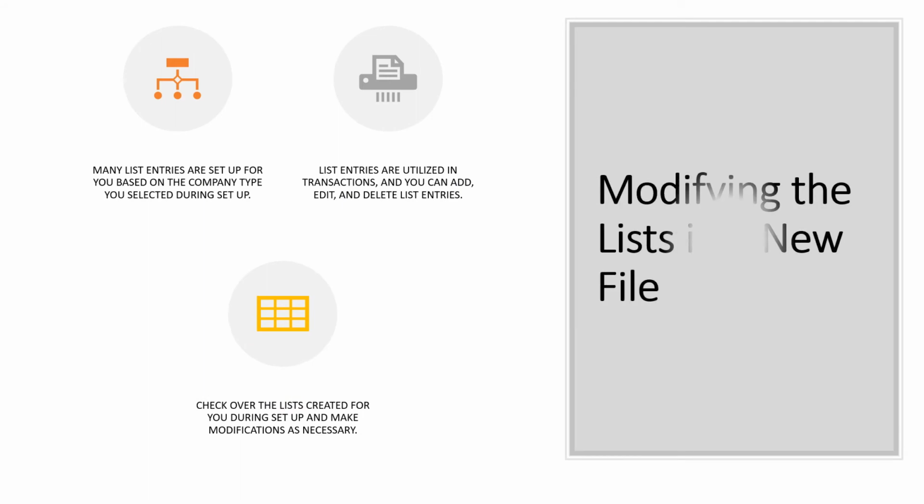Modifying the lists in a new file. During the setup process, you chose the industry type that was the most similar to your own. Now it's up to you to customize the QuickBooks file to fit your company. You will need to look at several lists after setting up your new QuickBooks company to ensure they are correct. If any of these lists is incorrect or incomplete, you will need to edit, delete, or add entries to them.